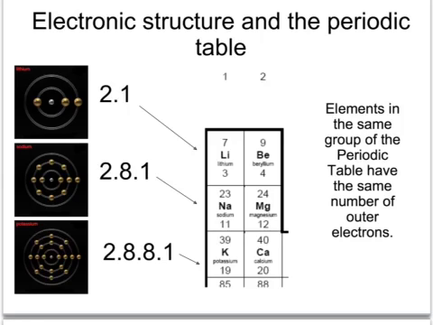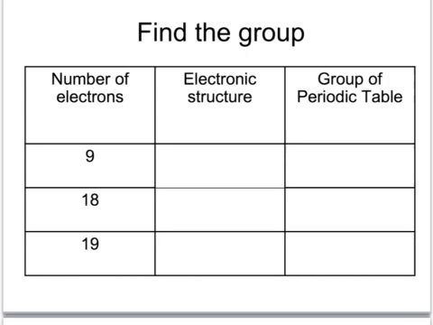So recapping, there is a connection between the electronic structure and the periodic table in that all the atoms in the same vertical group of the periodic table all have the same number of outer electrons. If we know the number of electrons, we can work out the electronic structure, and from that the group of the periodic table. So if an element has got 9 electrons, its electronic structure will be 2, 7, and so the group it's in is group 7.